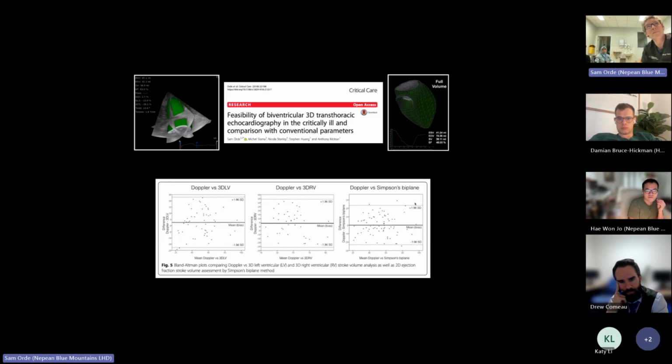But this was done maybe, how long ago is that? 6 years ago. So maybe the machines have got better. Might be worth having a look at again. But these were in sick, ventilated patients, and it was a bit rubbish, unfortunately.